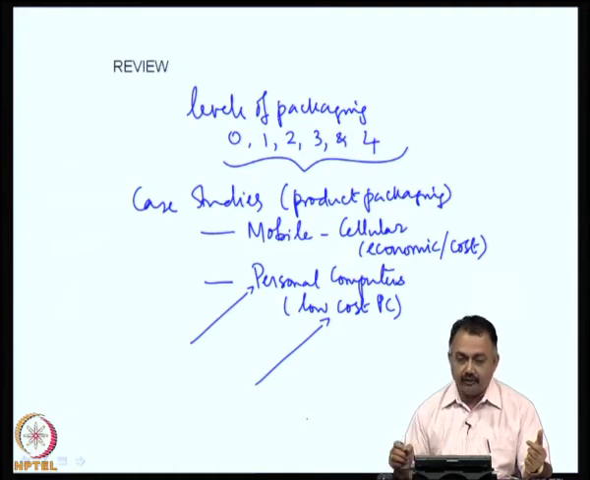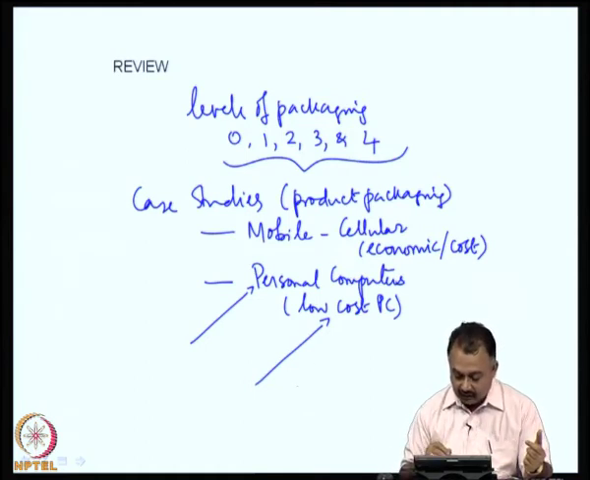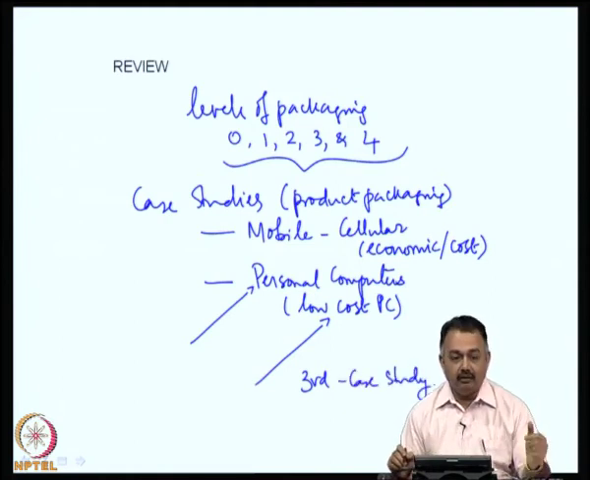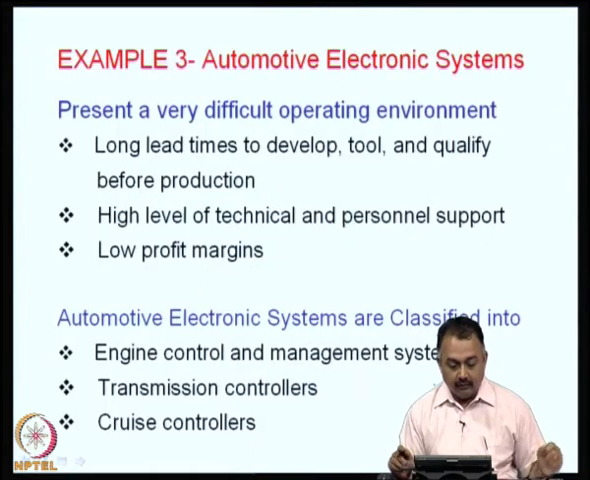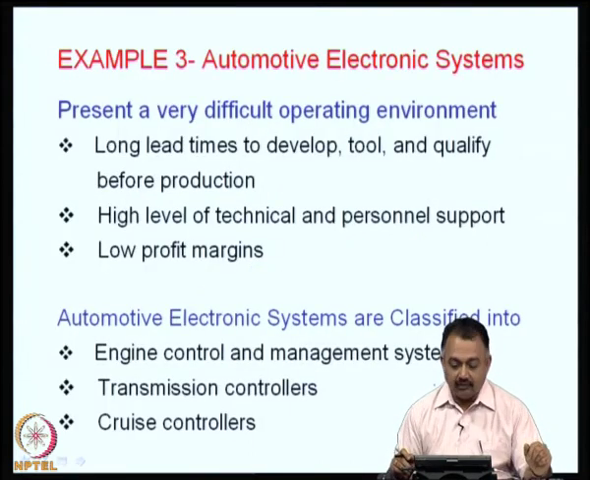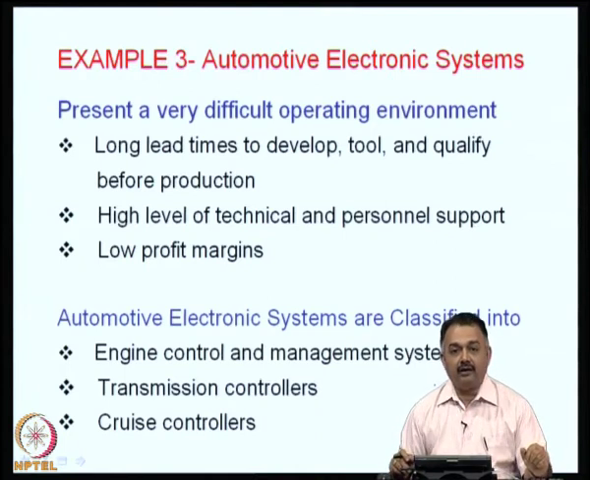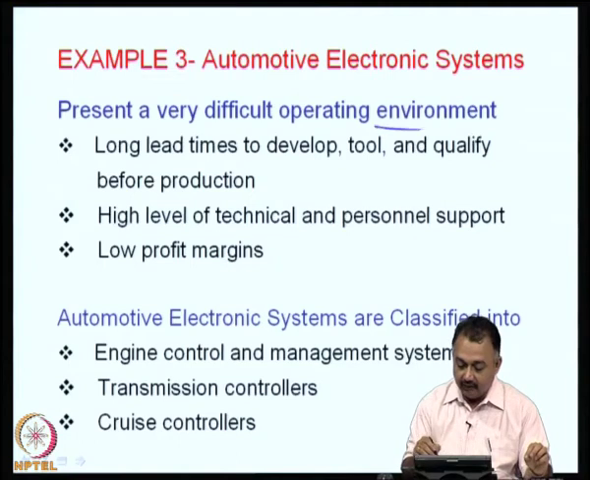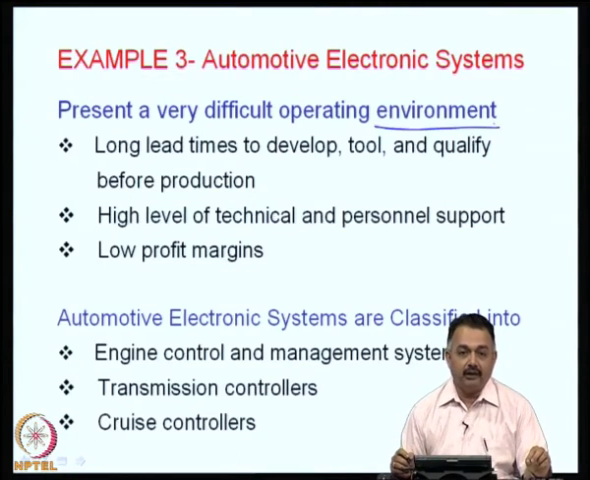Today, we are going to look at the third example in the case study, and that will be in the area of automobiles. So, example 3 that I have given here is automotive electronic systems. These automotive electronic systems present a very difficult operating environment. I hope you can agree with that. When we say environment, we mean the application area and the environment in which it is put to use day to day.